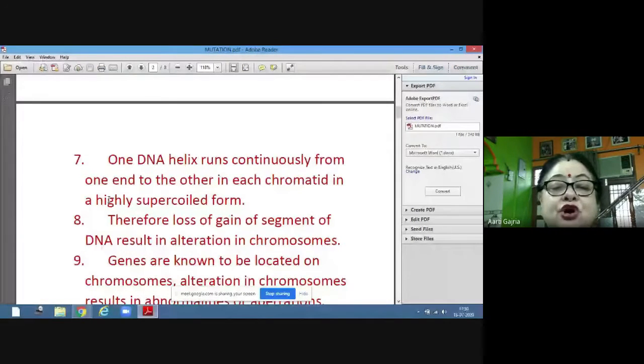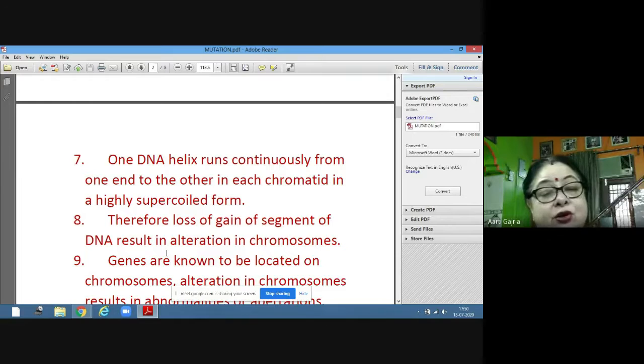Therefore, loss or gain. Now, suppose any segment of the DNA is lost, or there is any addition of a segment to the original segment of the DNA. This would result in an alteration in the chromosome. So the chromosome will be changed structurally. The chromosome may become shorter in length or longer in length because of the addition or deletion. So there is a change in the morphology of the chromosome because of the loss or gain of a segment of DNA, and this results in the alteration in chromosomes.